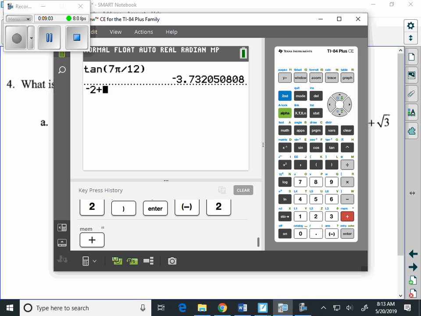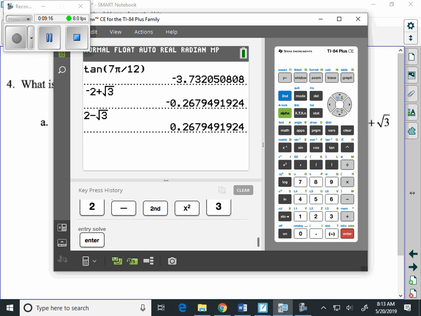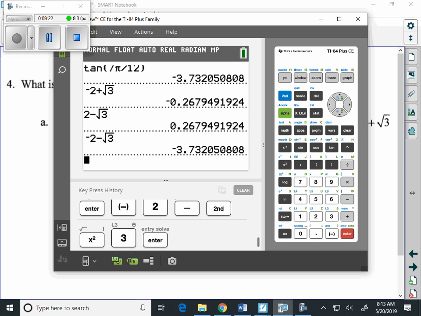Negative 2 plus the square root of 3. Not matching. 2 minus the square root of 3. Still doesn't match. Negative 2 minus the square root of 3. And sure enough, there it is. It matches.